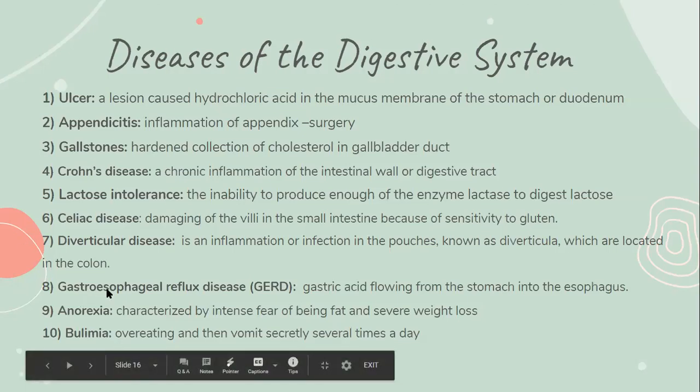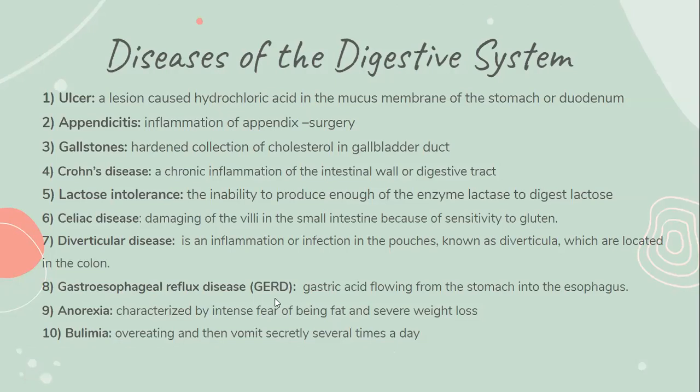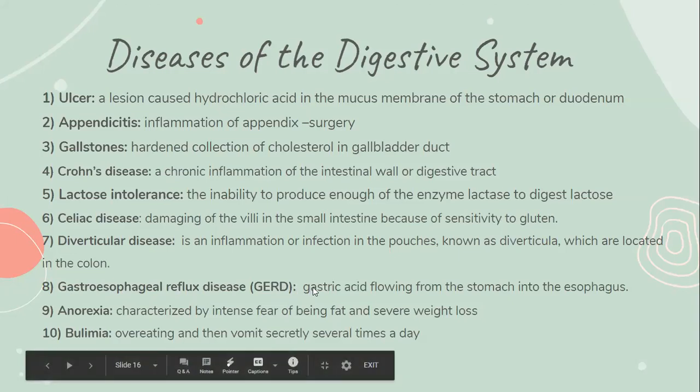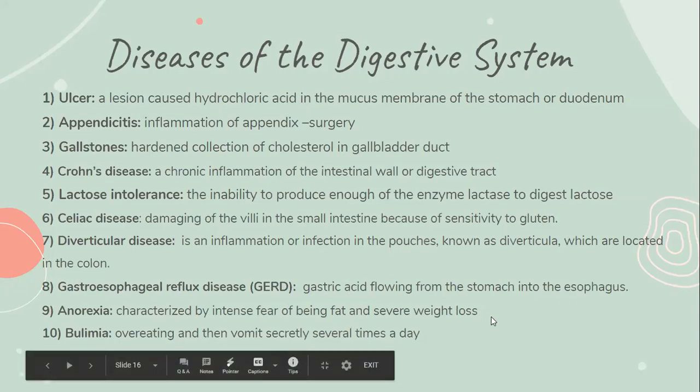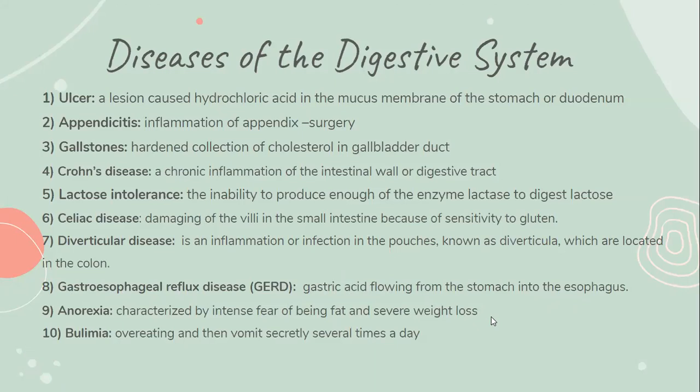And then we have gastroesophageal reflux disease. That's also called GERD. It's kind of like acid reflux in a way. Basically, gastric acid flows from your stomach into the esophagus, and it wears down your esophagus, which is really bad. You don't want acid from your stomach to get to your esophagus because it just burns it, and it's very painful, and it's just not good to have acid anywhere else in your body except your stomach. There's also anorexia, which is characterized by intense fear of being fat and severe weight loss.